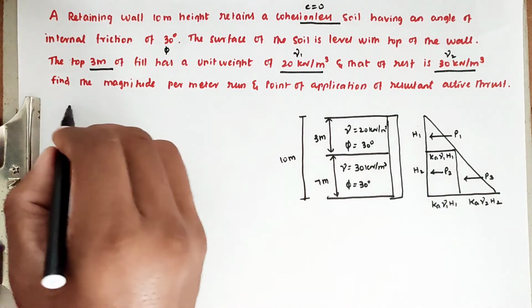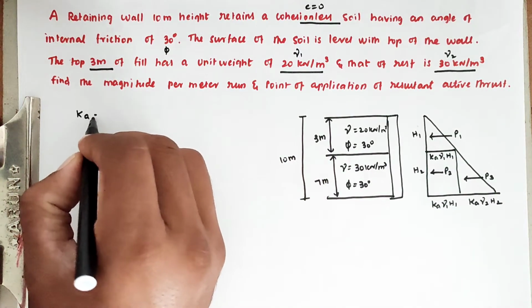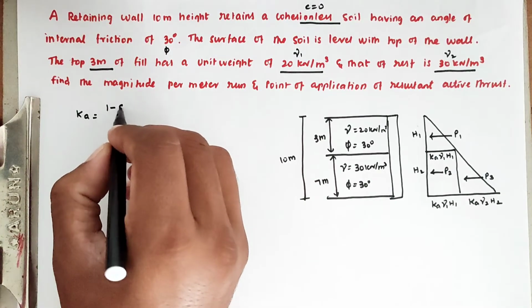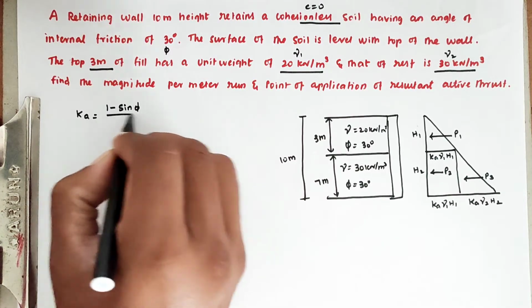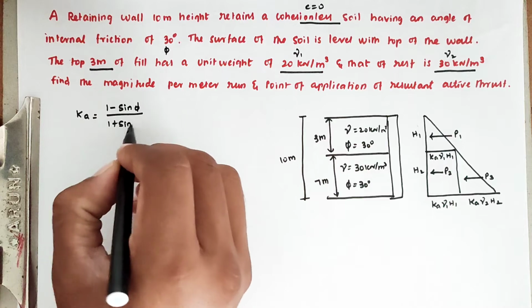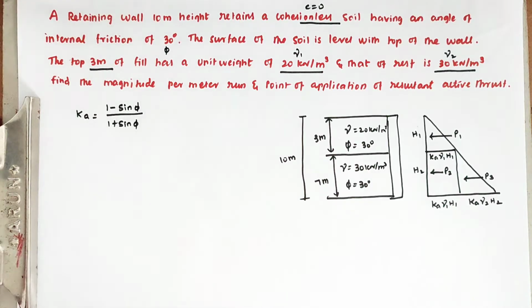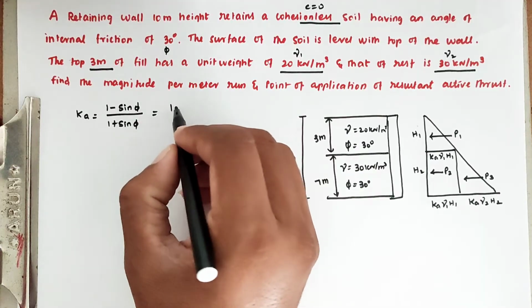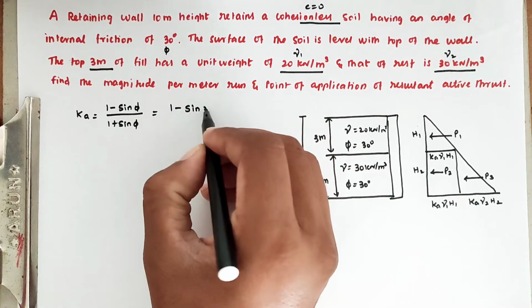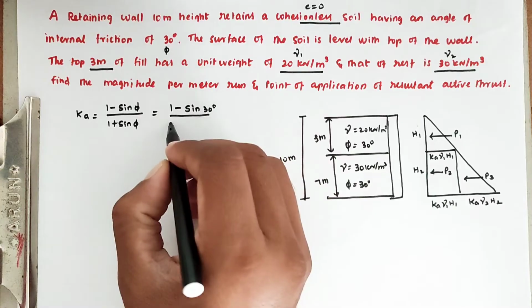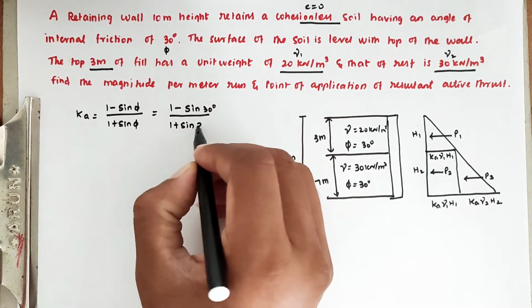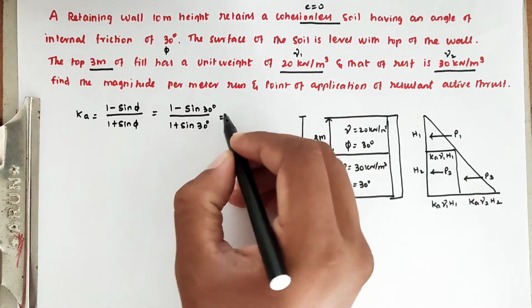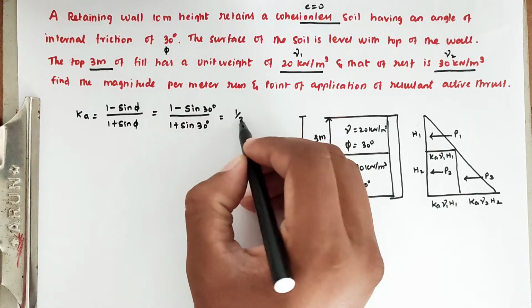First we have to find the Ka value. The Ka formula we know is 1 minus sin phi divided by 1 plus sin phi. Substituting the phi values, 1 minus sin 30 degrees divided by 1 plus sin 30 degrees. Solving this, we get the value of 1 divided by 3.